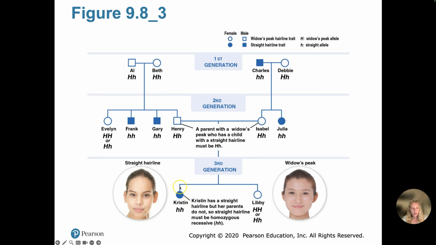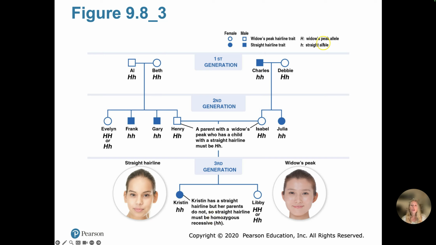So we're going to look at Kristen first. Kristen has a straight hairline, but her parents do not. Remember, the straight hairline is the homozygous recessive trait, lowercase h, lowercase h. So we know, just based on the fact that Kristen has the trait and her parents do not, that the straight hairline must be homozygous recessive.